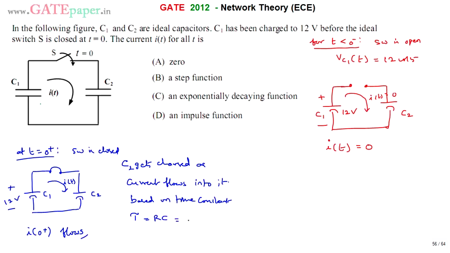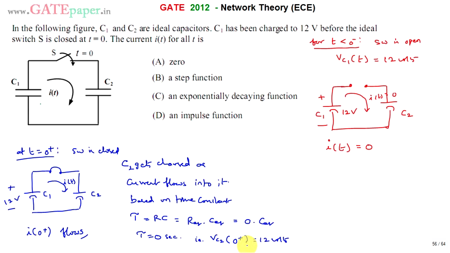This is R equivalent and C equivalent. C equivalent means C1 parallel C2, because current flows through both capacitors. R equivalent is 0 because this circuit doesn't contain any resistance. So 0 into C equivalent, tau is equal to 0 seconds. Within no time, capacitor C2 gets charged to the final value. That means the voltage across C2 at t = 0 plus itself reaches 12 volts.